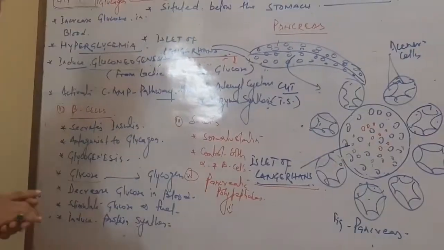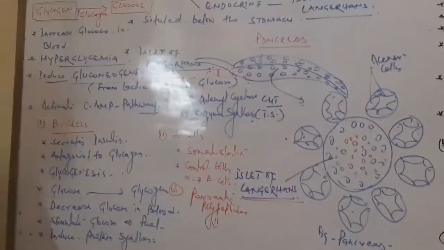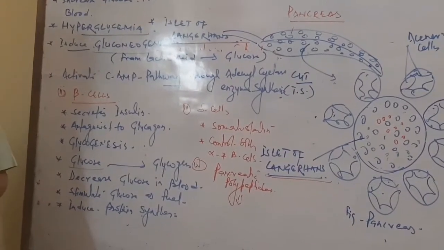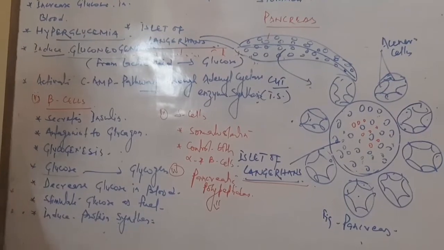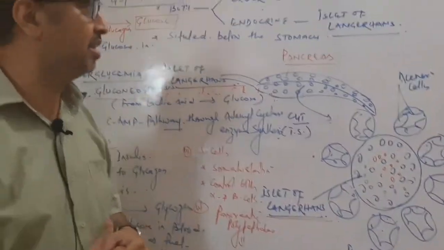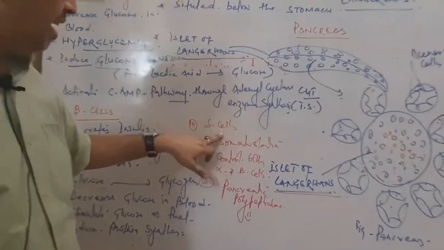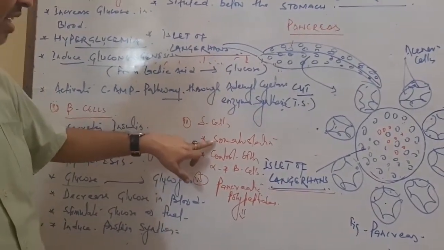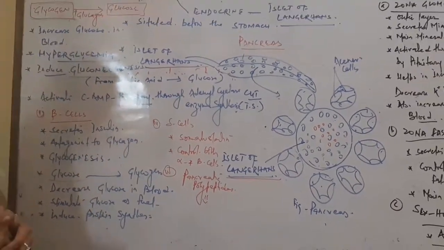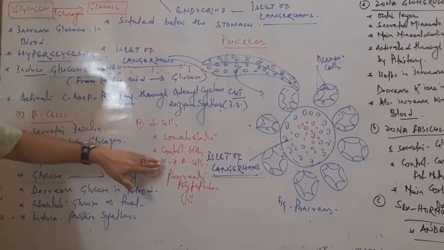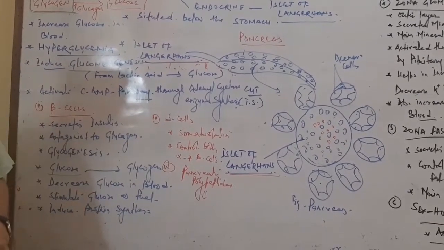It also acts as a fuel for glucose, and also helps induce protein synthesis. So this is its function. Another cell is the delta cell. Delta cells secrete somatostatin, which has an inhibitory control. It controls both alpha and beta cells. So this is the delta cell which secretes somatostatin.